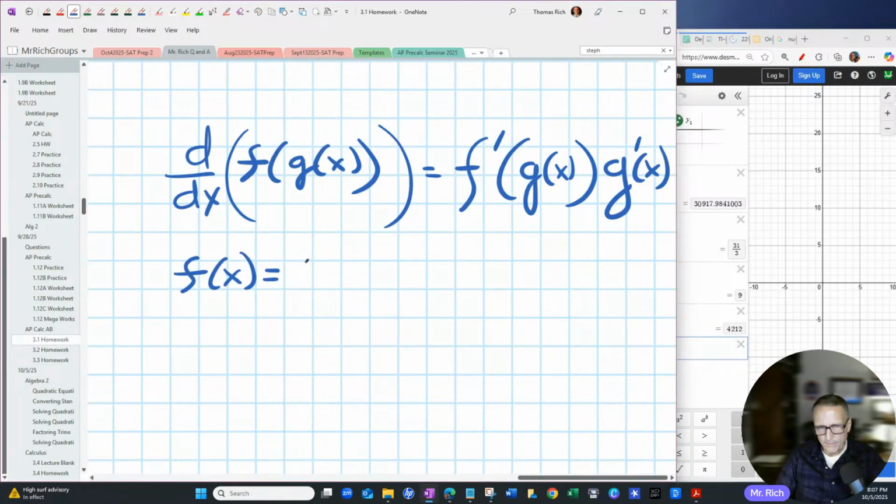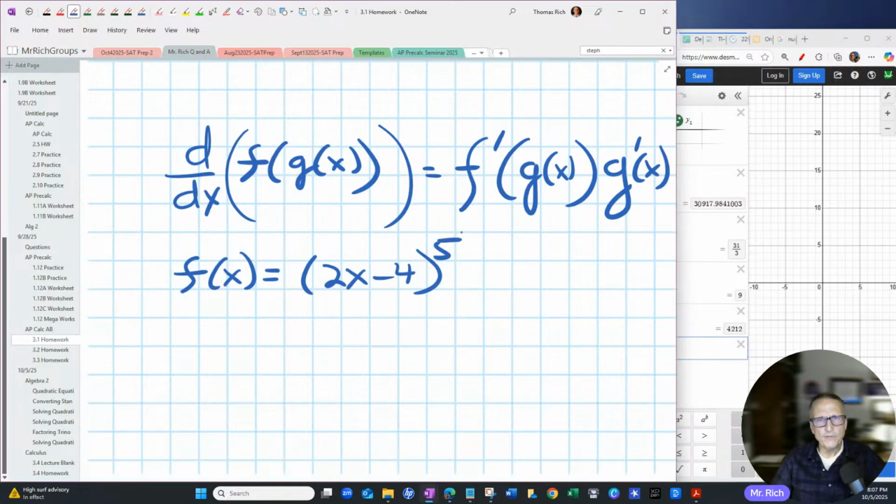I'm going to take a function that would be 2x minus 4 raised to the 5th power. Now, in order to take that derivative using the rules of derivatives before we learned the chain rule, I would have had to expand that polynomial out all the way. I would have had to take 2x minus 4 and multiply it by itself 5 times. And as you can imagine, that would take a while. I could use Pascal's triangle and do binomial expansion, but we don't want to have to do that to take this derivative.